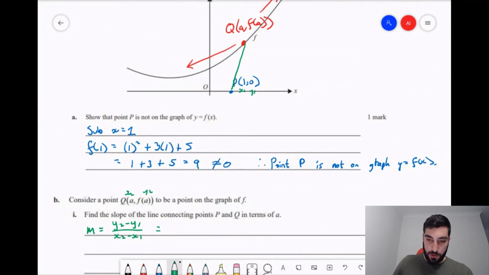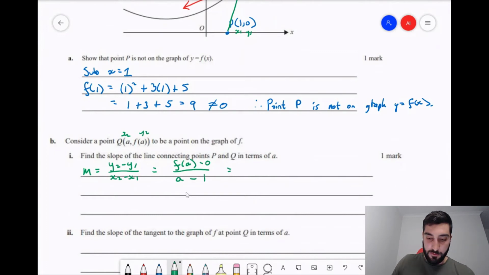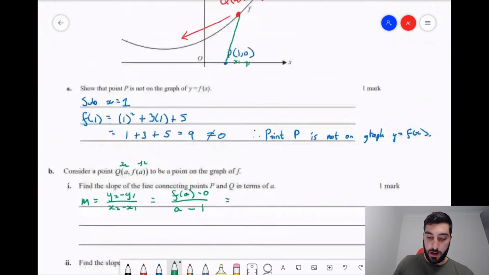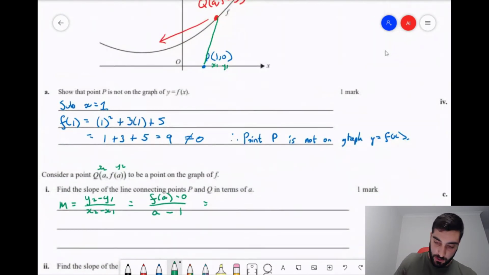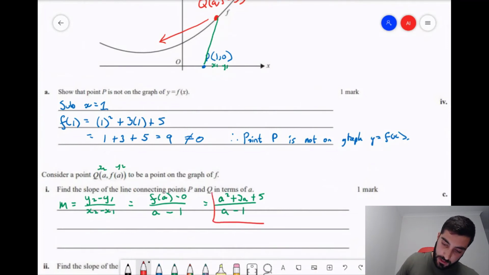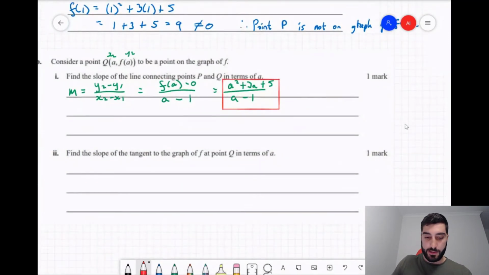Sub in those points, and what will we get? We'll get f of a minus 0 over a minus 1. And f of a isn't yet just in terms of a, so we'll need to evaluate the function at point a. If we sub in a here, we get a squared plus 3a plus 5. So we have a squared plus 3a plus 5 over a minus 1. Great, so that is the gradient in terms of a. Hopefully that's nice and clear so far.